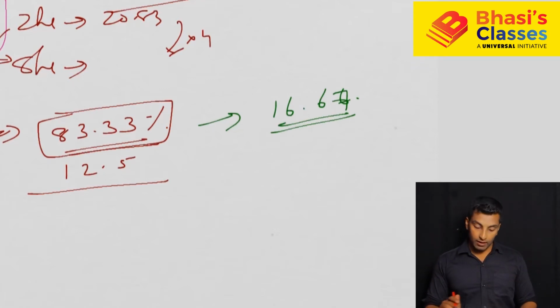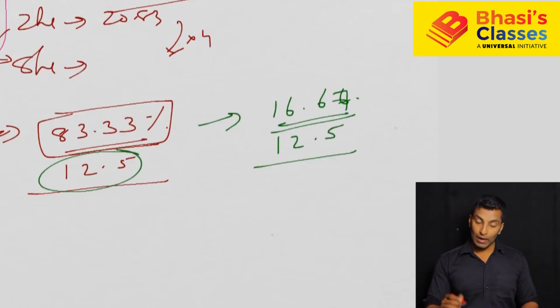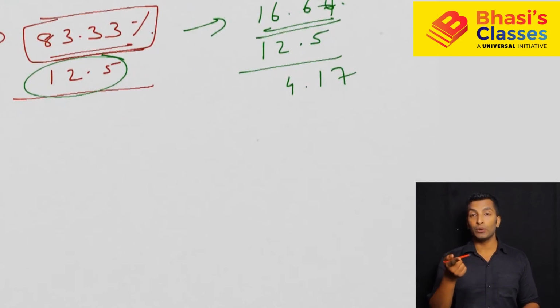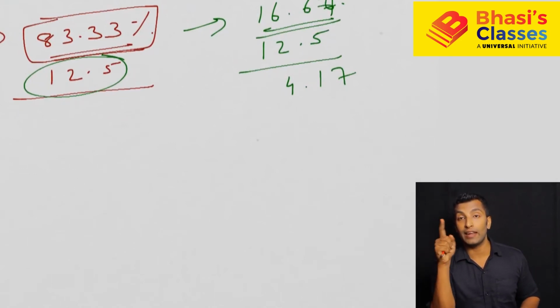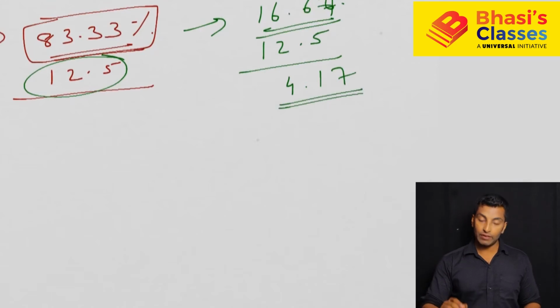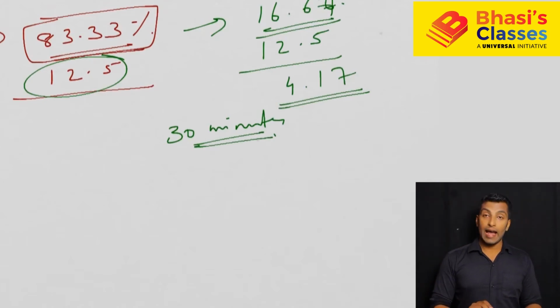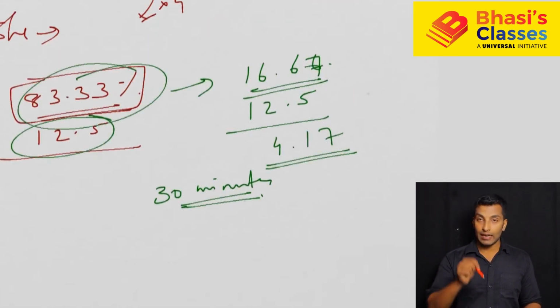Which pipe is going to open? This one, P1. That will fill 12.5. Once that is over, how much is left out? 4.17, or approximately 4, or 4.17 to be precise. Now which pipe is going to open? P2. P2 will fill 8.33 in 1 hour, but we don't want 8.33, we just need half of it. So how much time will it take? 30 minutes. So the answer for this question is 8 hours and 30 minutes, that we know.